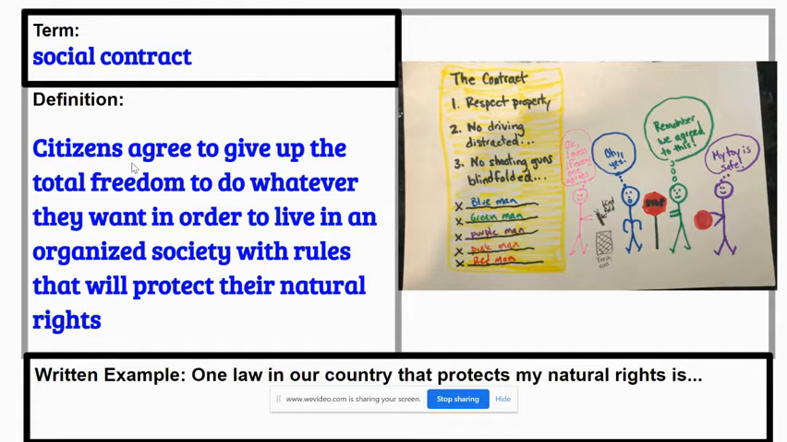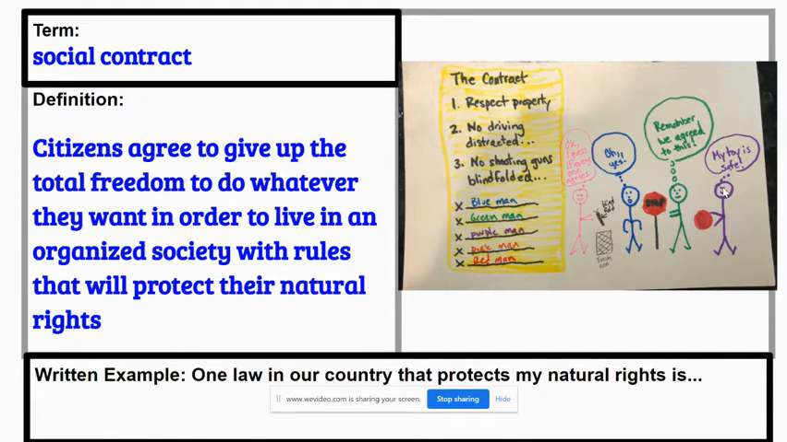So a social contract is when citizens choose to give up total freedoms. That is not to suggest that citizens are giving away all of their freedoms, but they're putting some limitations on themselves. They're agreeing to live under some rules, which inherently restrict some of their actions. But they're doing so because they have the peace of knowing everyone else around them also is supposed to be abiding by those rules too.